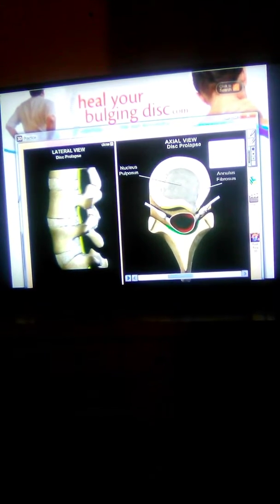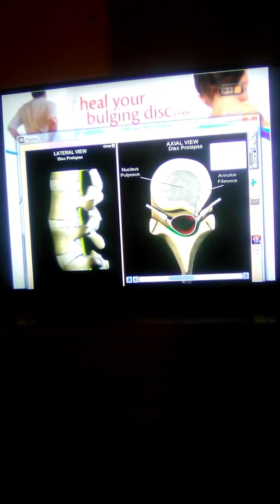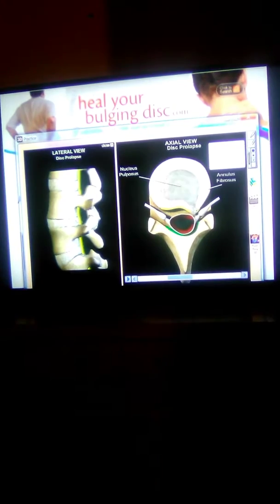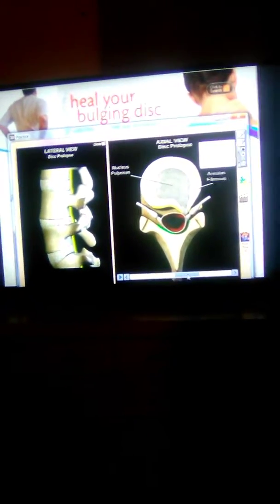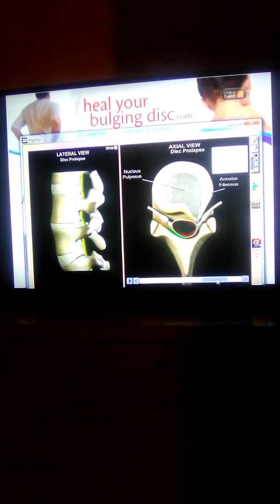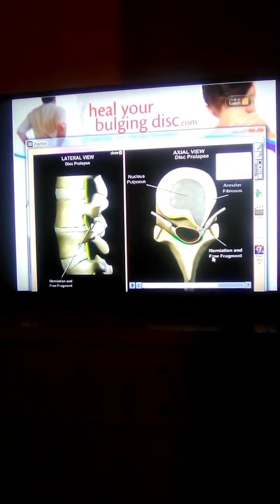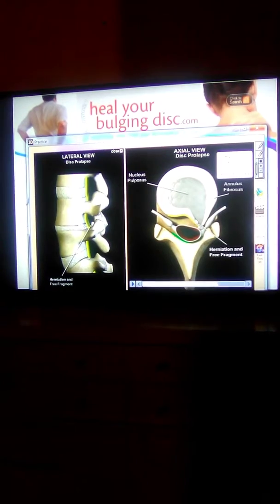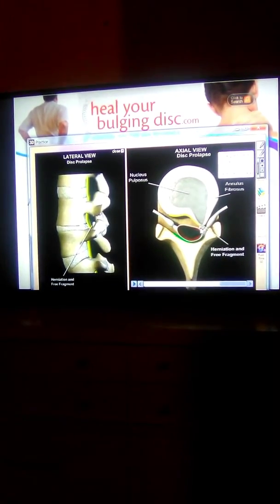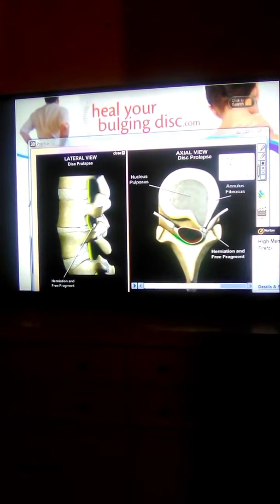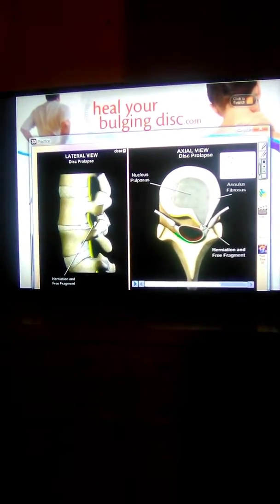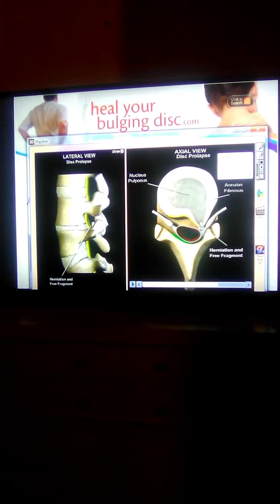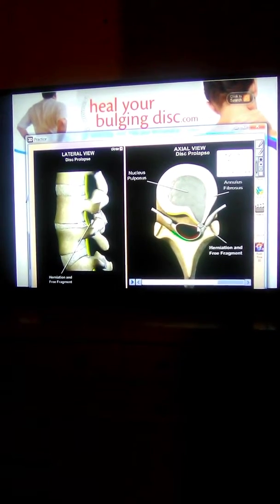Now, if this continues to get worse, eventually the nucleus is going to push completely outside of the disc, and once the nuclear tissue starts to actually exit the disc, we call this a ruptured disc. And what that means, of course, is that not only is the wall torn, but now the fluid is starting to leak out, and that's what we would call a ruptured disc. Another name that we would use to refer to that is a sequestered disc. So that's basically what that means.